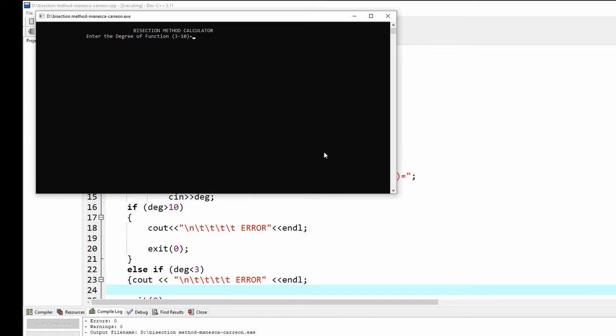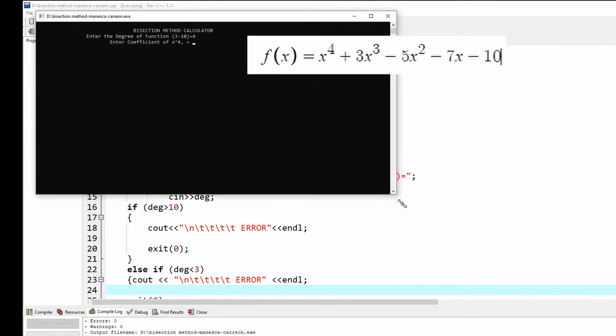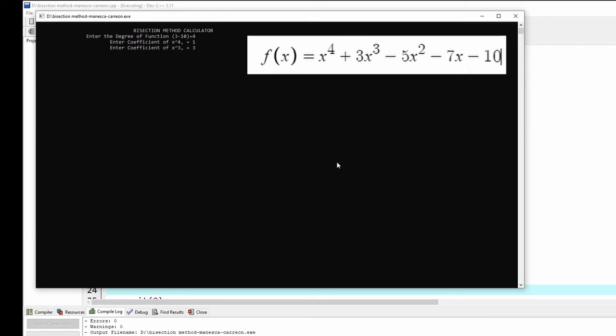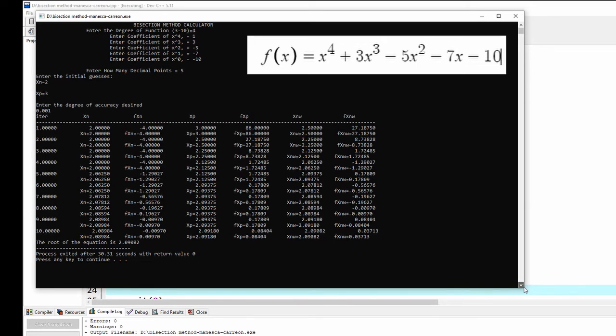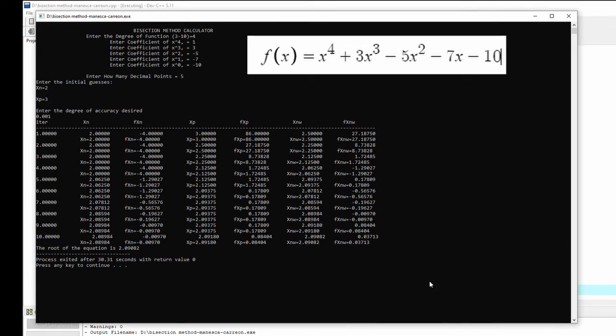The degree of the function is 4. Then enter the coefficients 1, 3, -5, -7, and -10. For the number of decimal places, 5. And for the first guess, x sub n equals 2, x sub p will be 3. And for the degree of accuracy, 0.001. And the root of the equation is 2.09082.